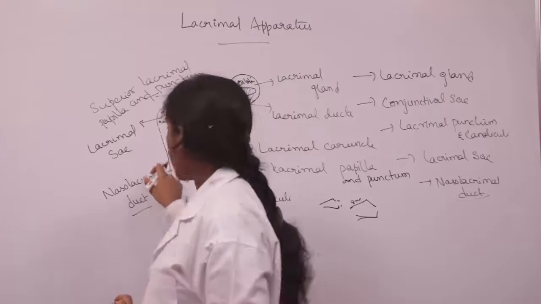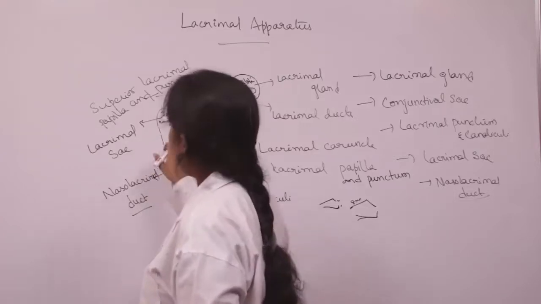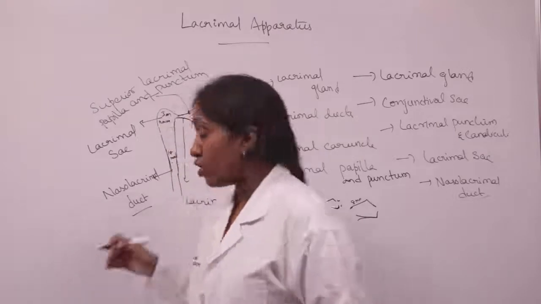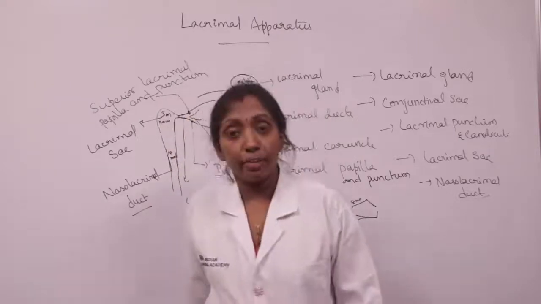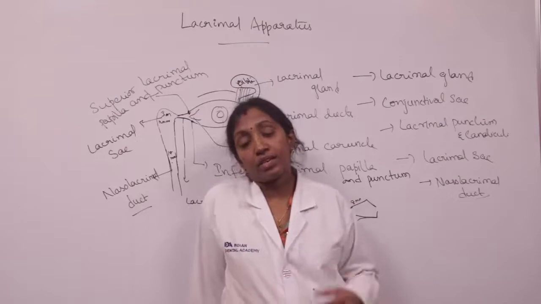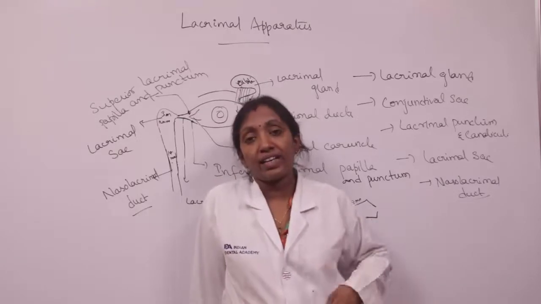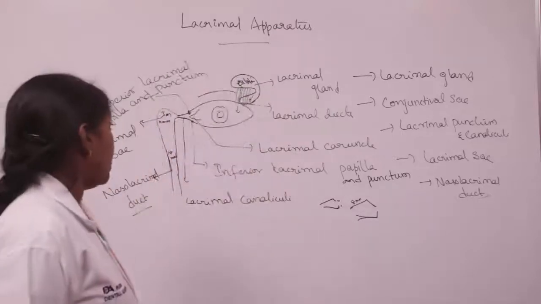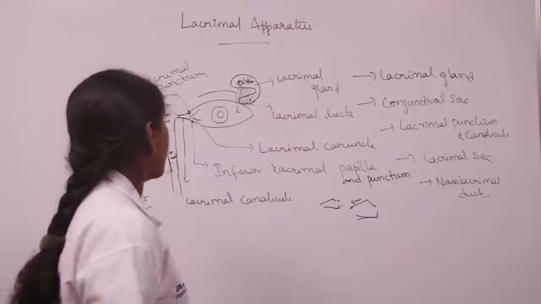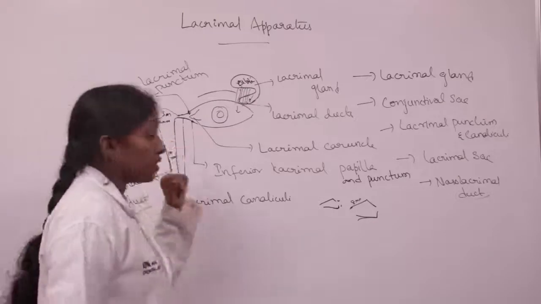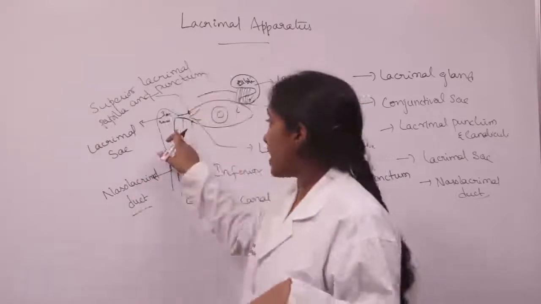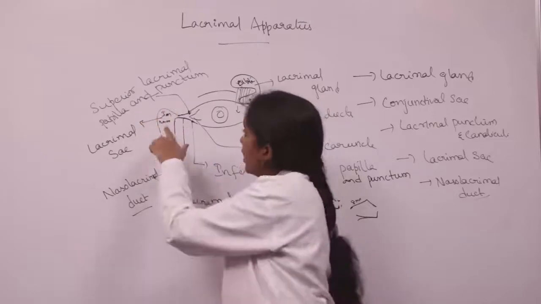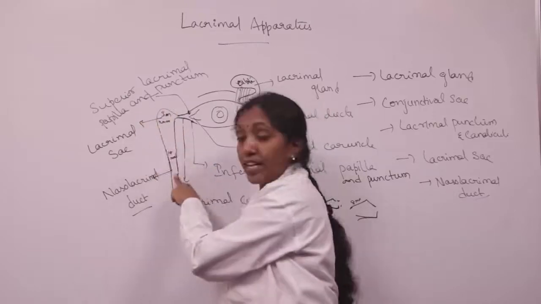The nasolacrimal duct is about 18 mm long, and it opens into the inferior meatus of the nose, and the opening of the duct is guarded by a valve called the valve of Hasner. So the lacrimal sac is a blind sac, whose superior end is blind, and the inferior part of the sac is continuous with the nasolacrimal duct.